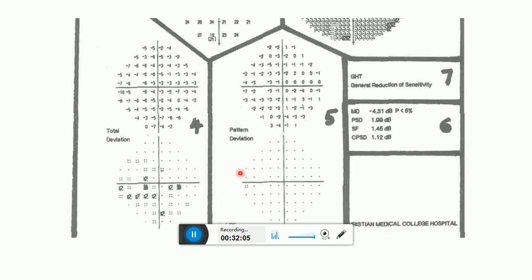So zone 5 comprises the pattern deviation numerical plot and the pattern deviation probability plot. These demonstrate the presence of localized field defects and their pattern. To calculate numerical values of the pattern deviation numerical plot, the values on the total deviation numerical plot are arranged in order and the 7th best point on this data is noted. An amount in the range of this value is deducted from all the values on the total deviation numerical plot.